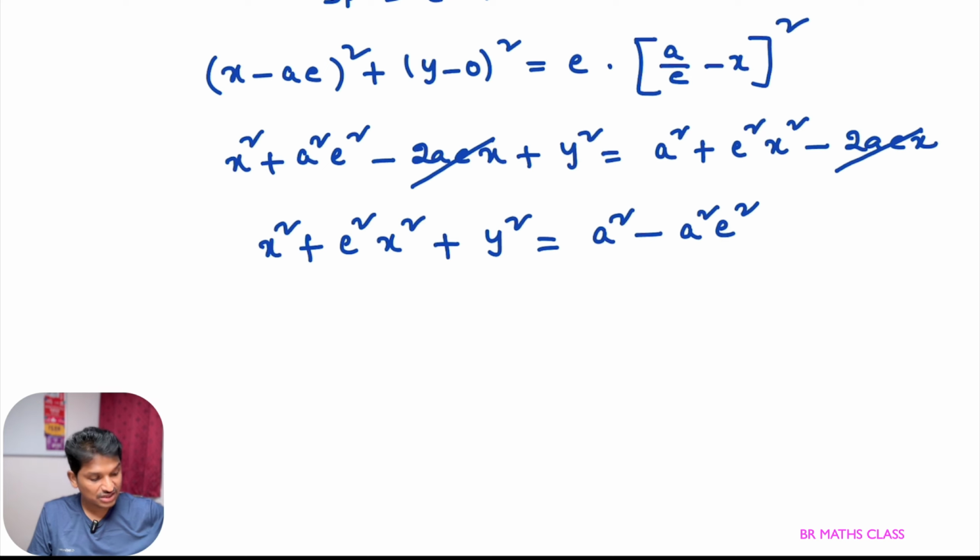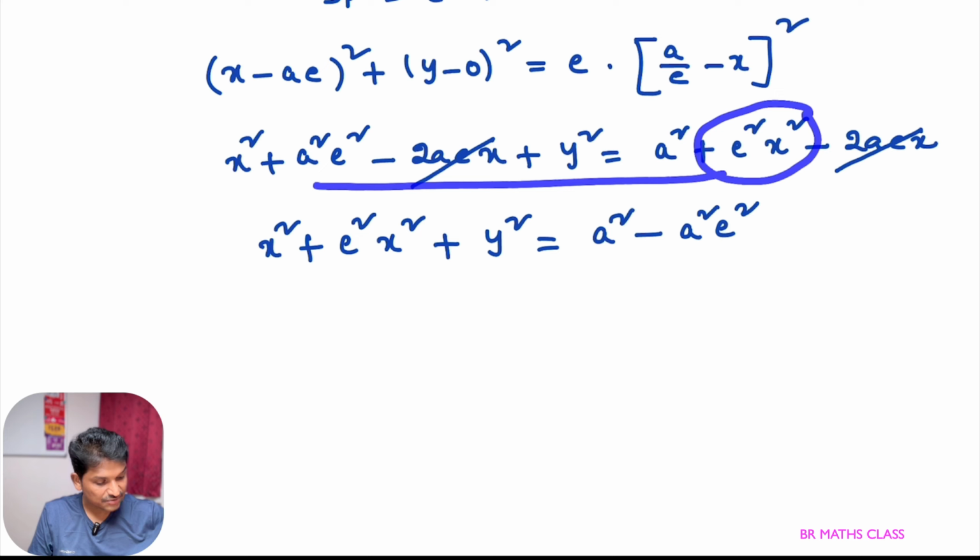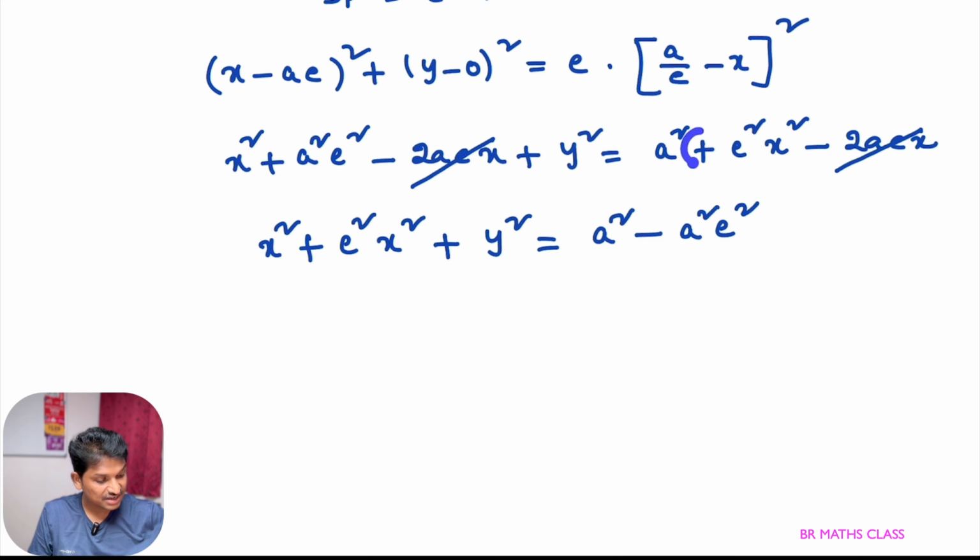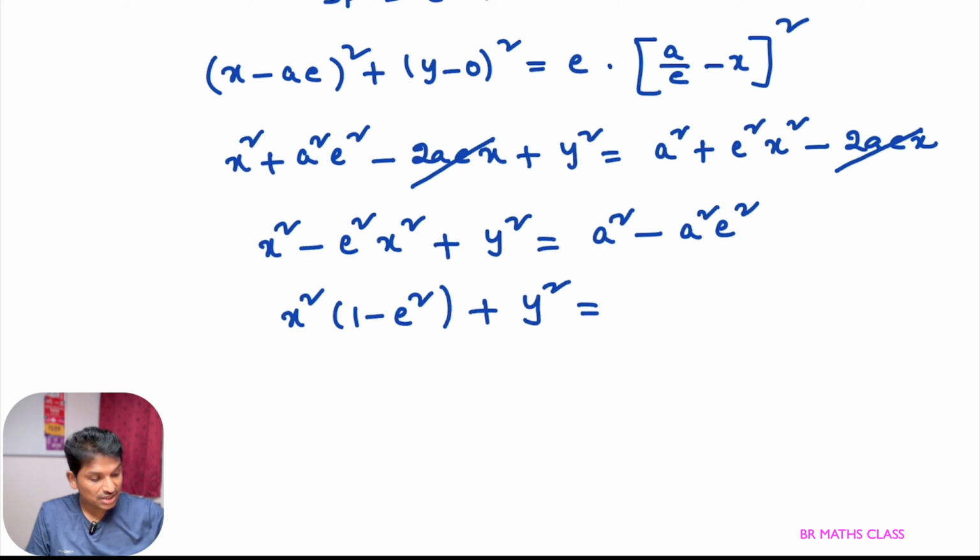Now in these two terms, you observe this E square X square taken to the left hand side. Then this plus sign is there, here this plus will become minus. Right, x square minus e square x square. Now in these two terms you take x square common. What will you get if you take x square common? X square into 1 minus e square plus y square equal to, in these two also you can take a square common. If you take a square common, what will you get? A square into 1 minus e square.